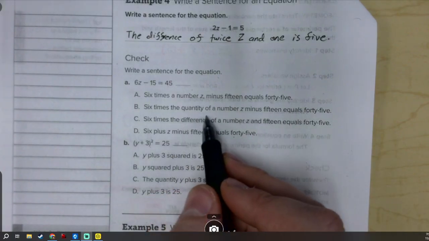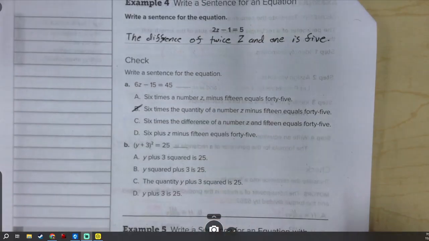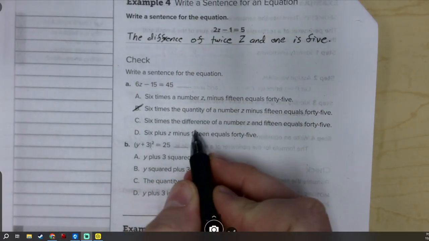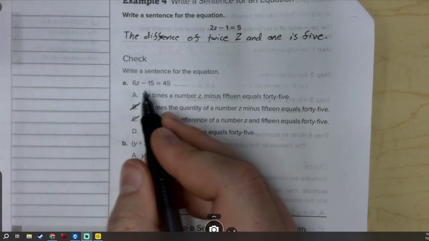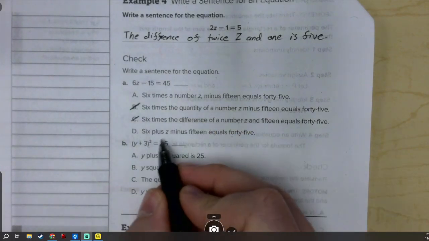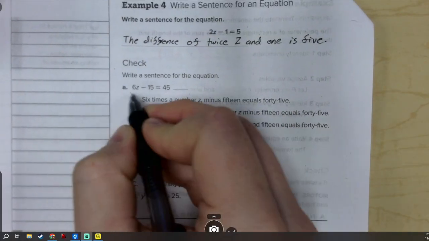6 times the quantity of a number z times, nope, not this one. So 6 times the difference of a number z, nope. That would be 15 and z subtracted times 6. 6 plus z, nope. 6 times a number z.